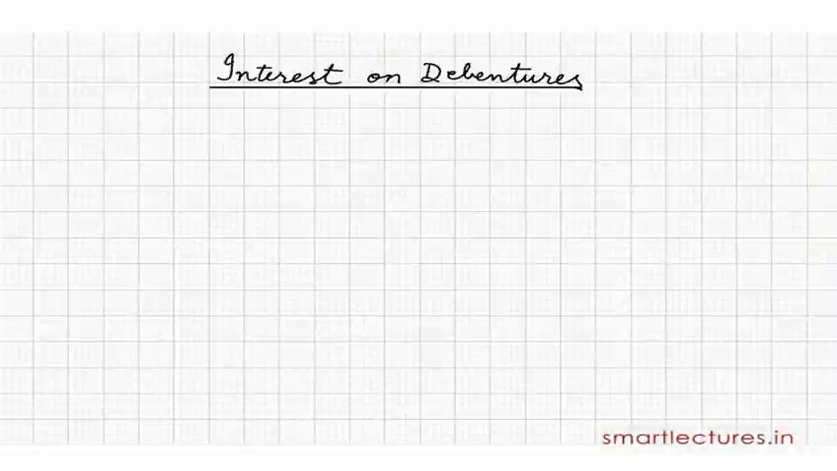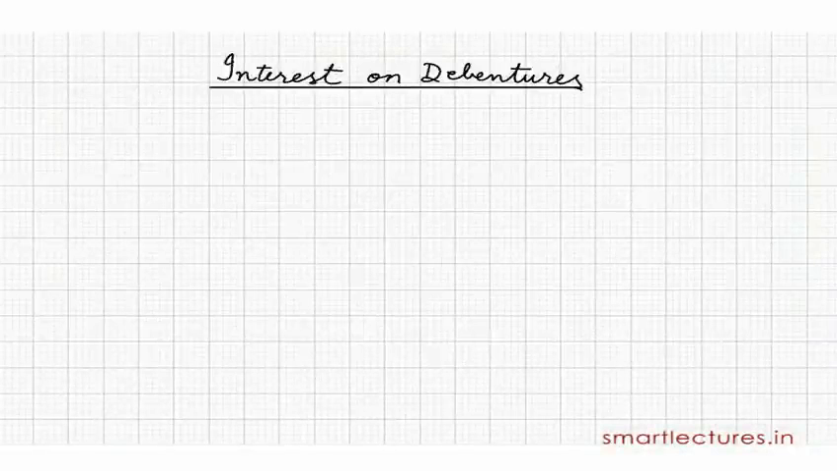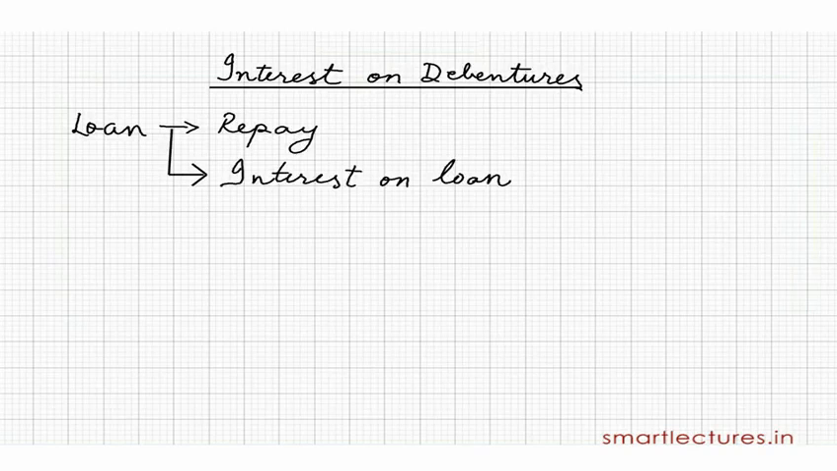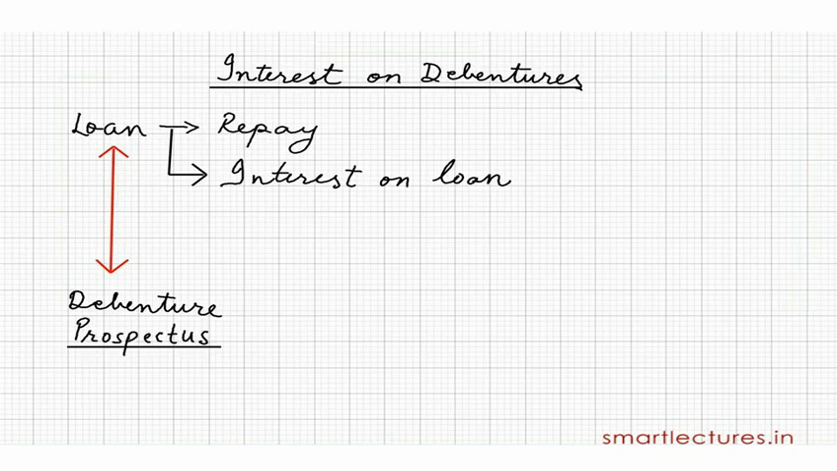Interest on debentures. Whenever we take a loan, we have to service the loan. I mean to say, we have to repay, and secondly, we have to pay interest. A debenture is basically a loan from the public, so the company must pay interest on that. Now the question is how much? It is always written in the prospectus.